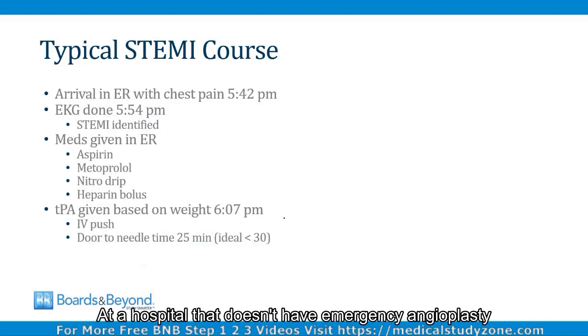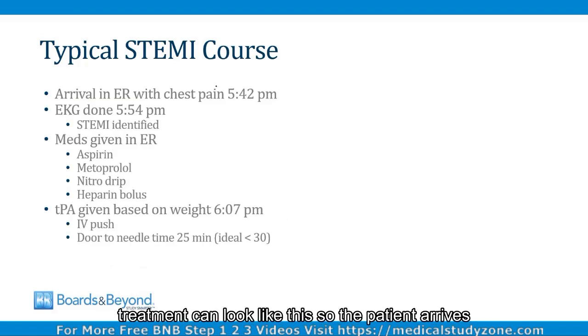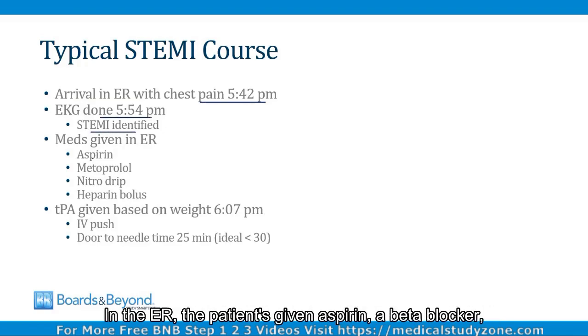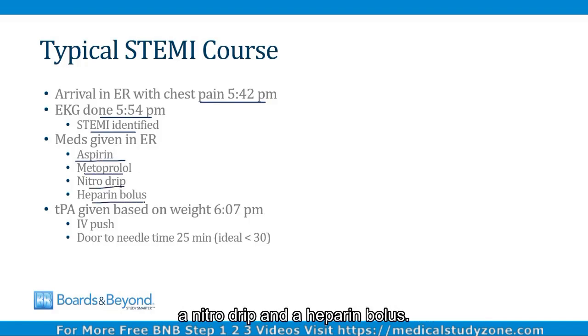At a hospital that doesn't have emergency angioplasty, treatment can look like this. So the patient arrives at the ER at 5:42. The EKG done at 5:54 shows a STEMI. In the ER, the patient is given aspirin, a beta blocker, a nitro drip, and a heparin bolus. And then thrombolysis is performed with TPA given based on weight at 6:07 p.m.